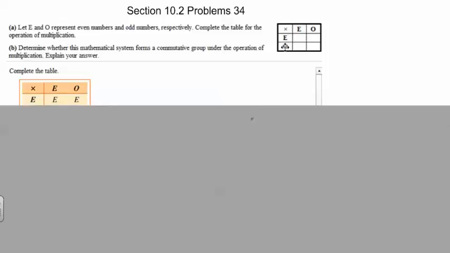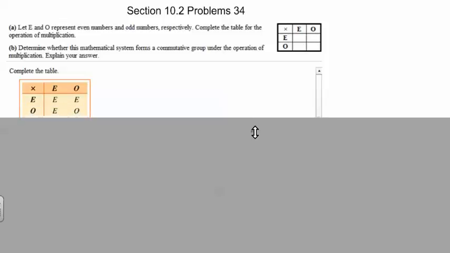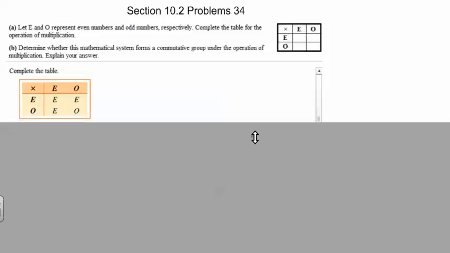Now in the second row, when we multiply an odd times an even, what we just discussed, that will be an even, such as 7 times 8 is 56, which is even. But an odd times an odd, like 7 times 7, 3 times 3, 3 times 7, 11 times 3, those answers will be odd. So the second row will be even, odd. So that is our mathematical system. It has two elements, even and odd, and the operation is multiplication.